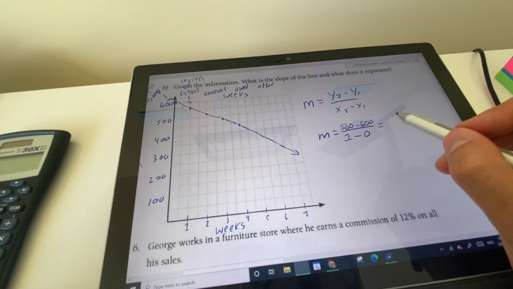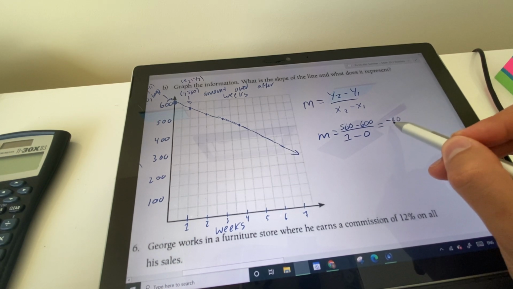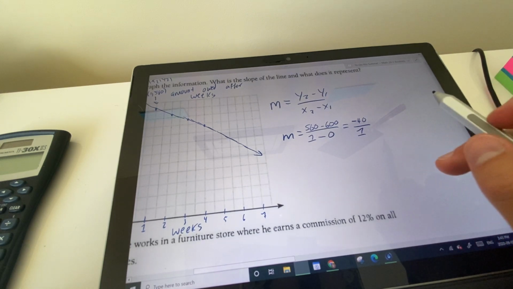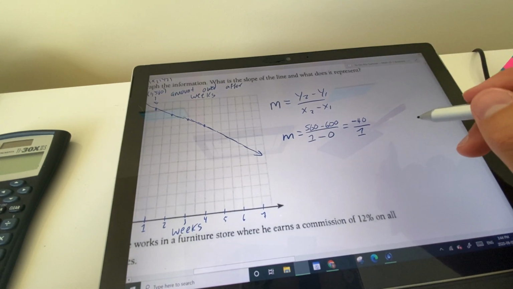560 minus 60 is negative 40. 1 minus 0 is 1. Now, so that's what the slope is. It's negative 40 over 1.